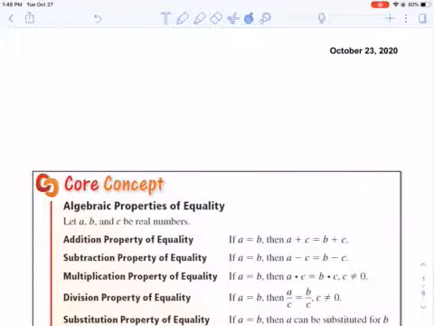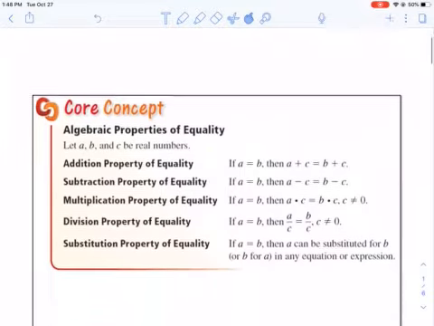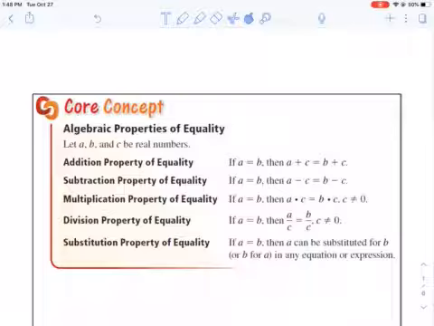And just a reminder, if you watched part 1, some of the properties we went over were the addition, subtraction, multiplication, division, and substitution property of equality. We've already looked at all these. Take a second, pause the video if you need to remind yourself.